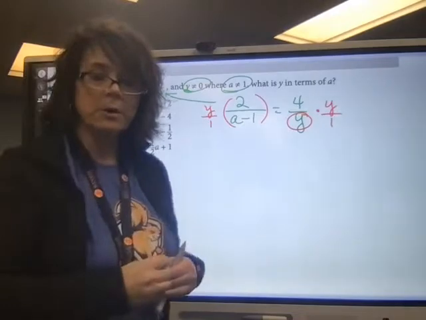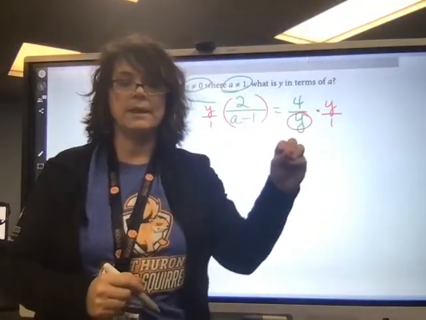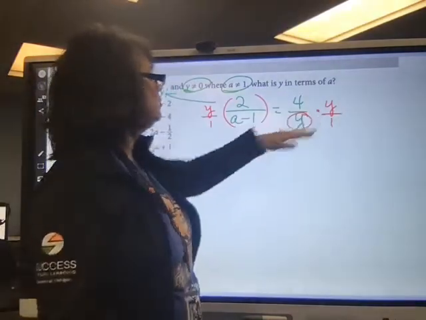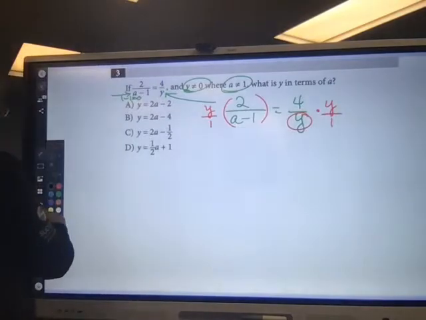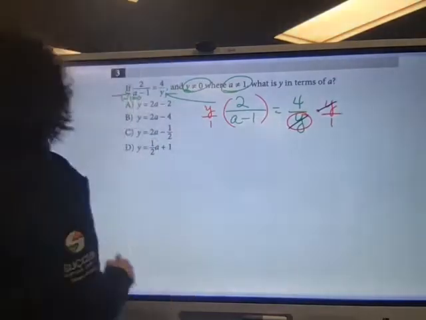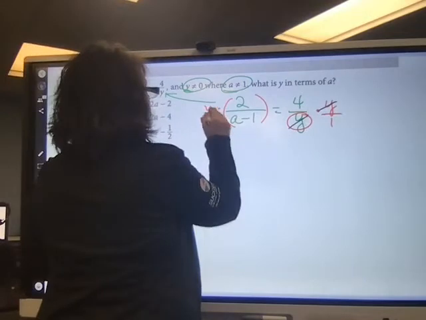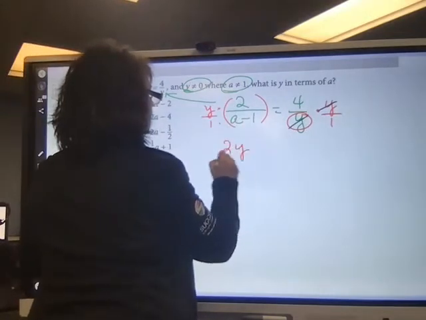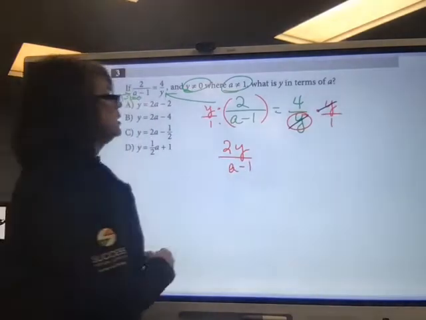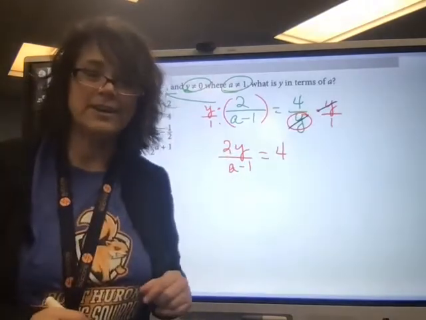A reminder, when multiplying fractions, you take numerator times numerator, denominator times denominator, and then you can also cross cancel if you have the opportunity. We do have the opportunity over here on the right side to cross cancel our y's, which is exactly why we did it, right? Okay, so let's simplify this out and see what we have. So now we have y times 2, which is 2y, over 1 times the quantity a minus 1, which just gives us a minus 1. And now we're left with just 4 on the right side. Looks a little less scary.